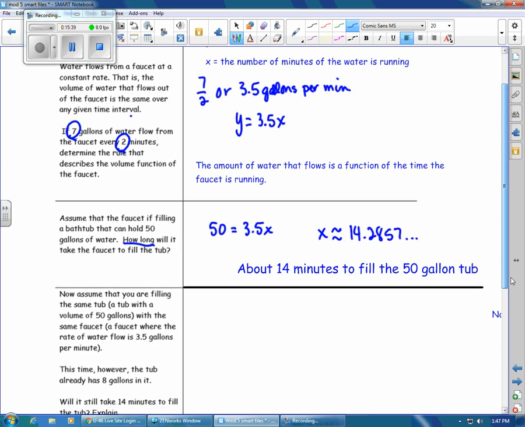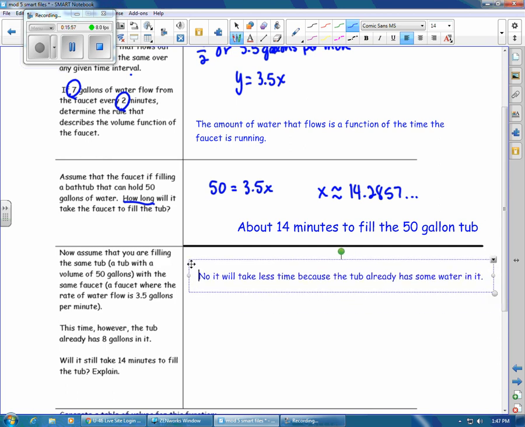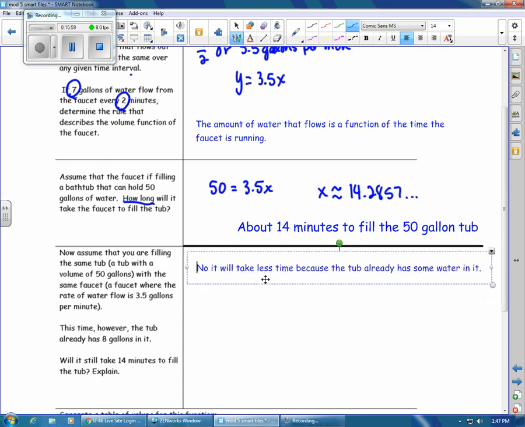Okay. Now assume that you're filling the same tub with 50 gallons with the same faucet where the water is flowing at 3.5 gallons per minute, but this time the tub already has 8 gallons in it. Will it still take 14 minutes to fill the tub? No, it's not, because we've already got some water in there. So let's set this up. How would we do it?